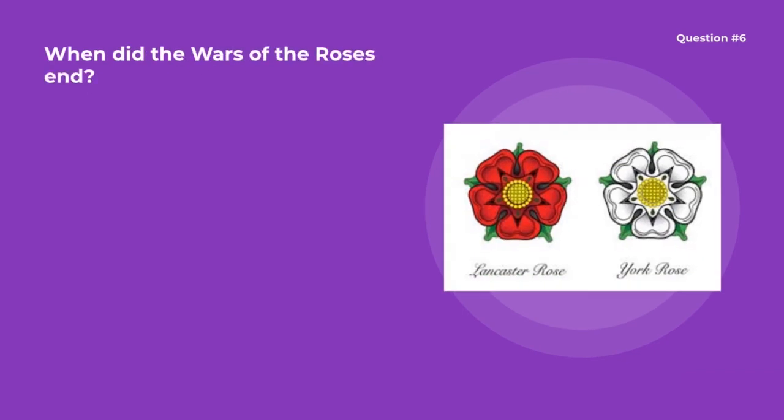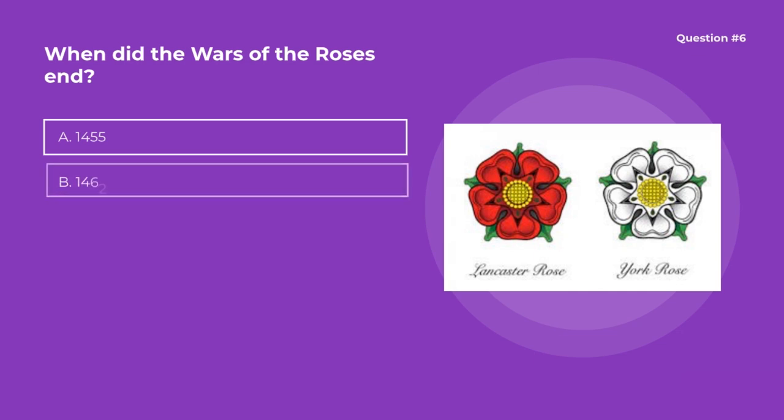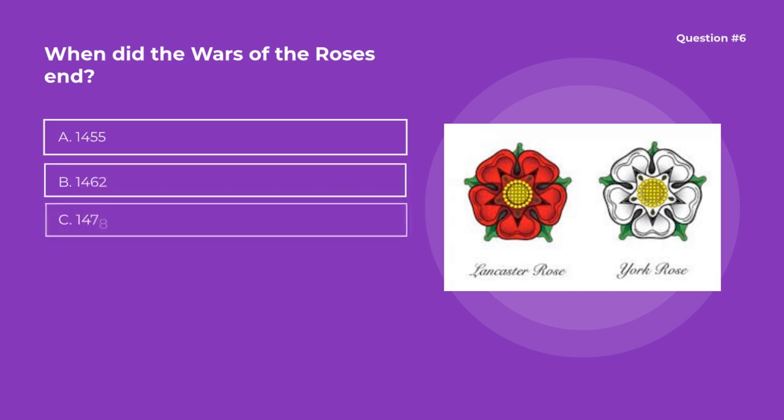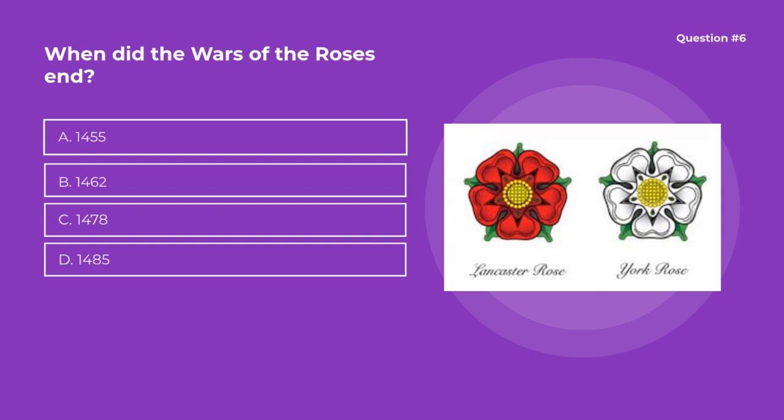Question number 6. When did the Wars of the Roses end? Options are A. 1455, B. 1462, C. 1478, D. 1485. The correct option is D. 1485. The Wars of the Roses ended in 1485 at the Battle of Bosworth Field.